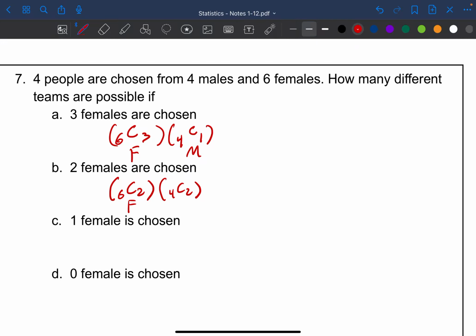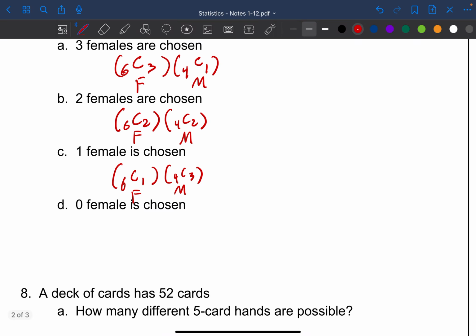This is the number of ways I can pick the females, the number of ways to pick the males, and then the team in total is what we get when we multiply. Now, if there's one female chosen, then it's going to be 6C1 times 4C3 for the females and the males. And then finally, if no females are chosen, that's going to be 6C0 times 4C4.